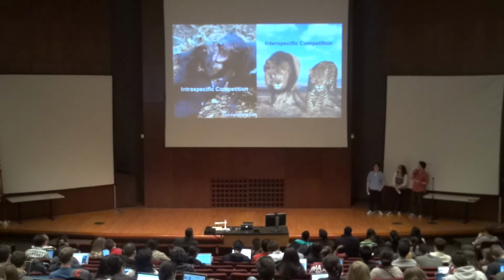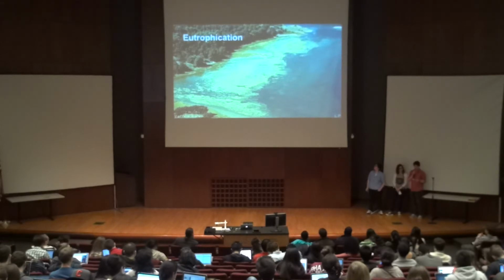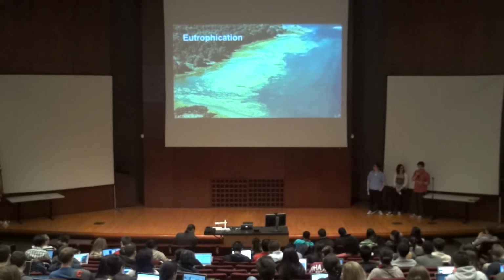So another aspect of nutrient enrichment is the process of eutrophication. That is the natural tendency of nutrients to accumulate in large bodies of water. Previously, we learned about various nutrient cycles, such as the carbon cycle, nitrogen cycle, and phosphorus cycles, and these all contribute to the process of eutrophication.